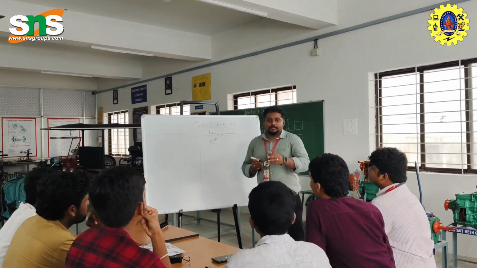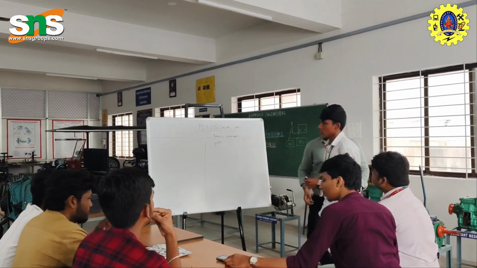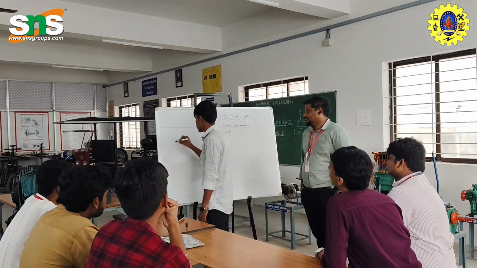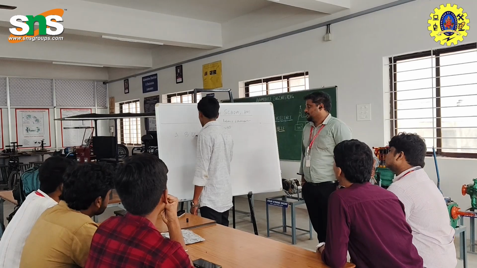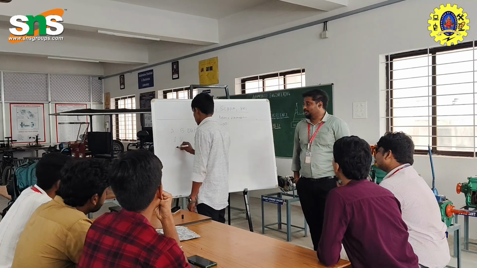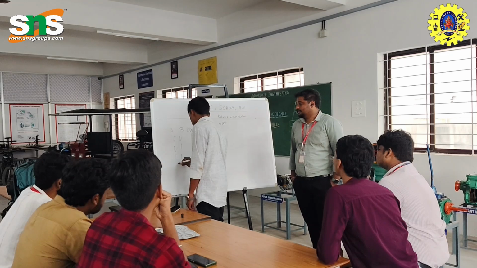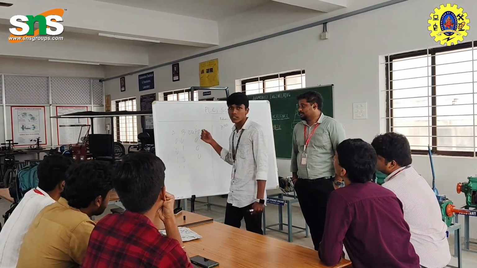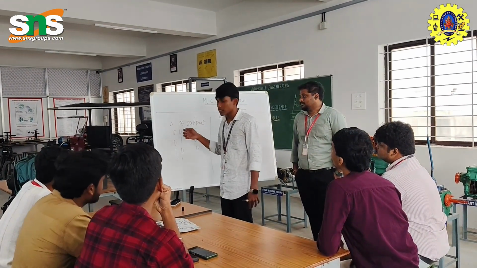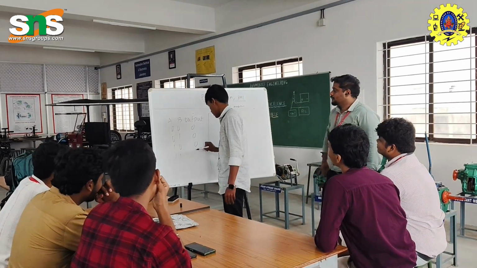Taufik will come and explain the truth table of the AND gate. In the truth table, we have two inputs and one output. If either of the inputs is 0, it's in the off state. When both of the inputs are in the on state, the output will be in the on state.